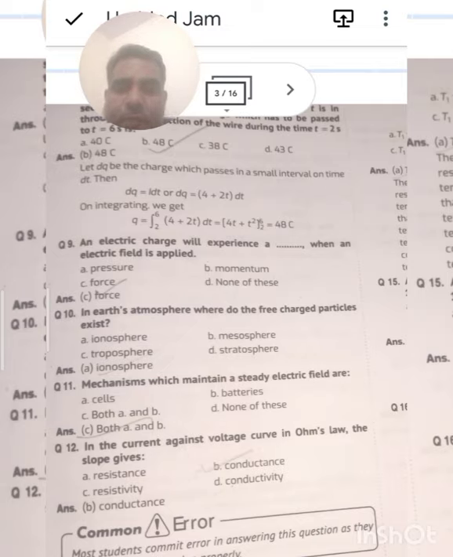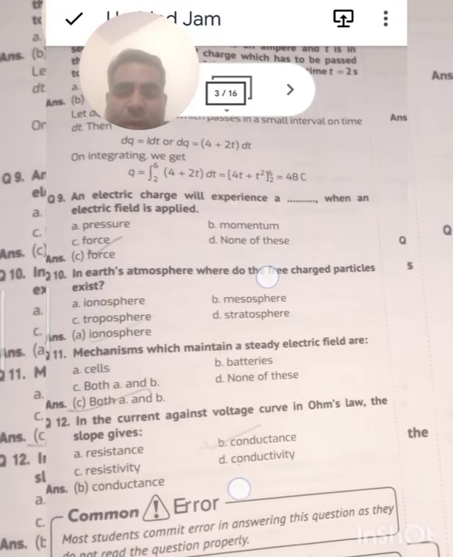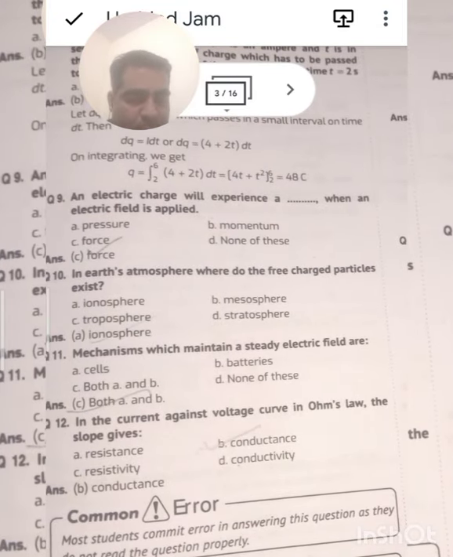In a current against voltage curve in Ohm's law, the slope gives the conductance. So the answer will be conductance, as you will see in question number 12. Actually, if you write the current against voltage curve in Ohm's law, it is not V is equal to IR, you are making a graph of I and V, not V and I. So the answer will be conductance.